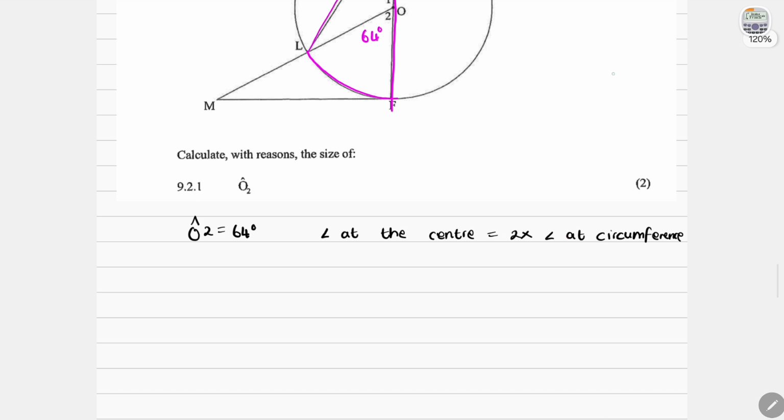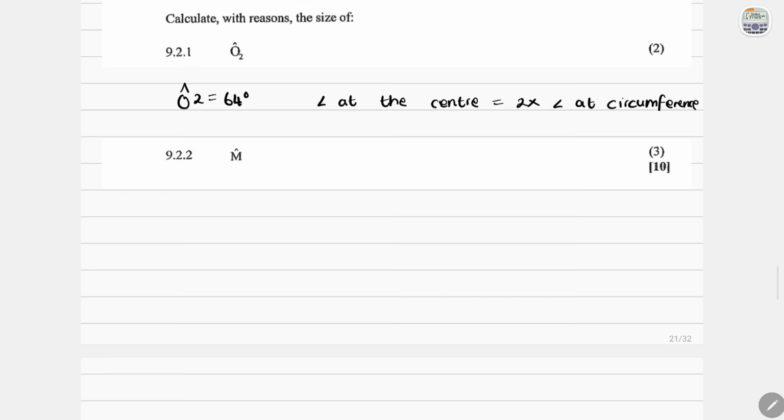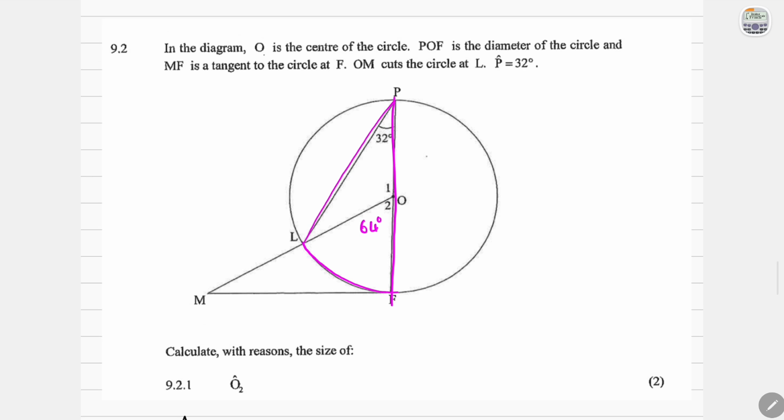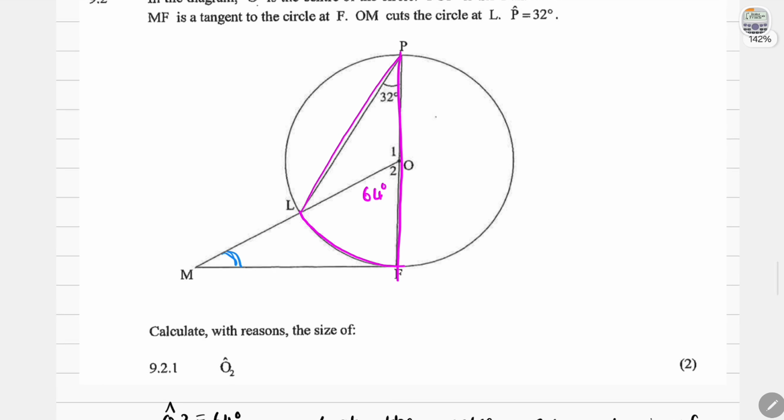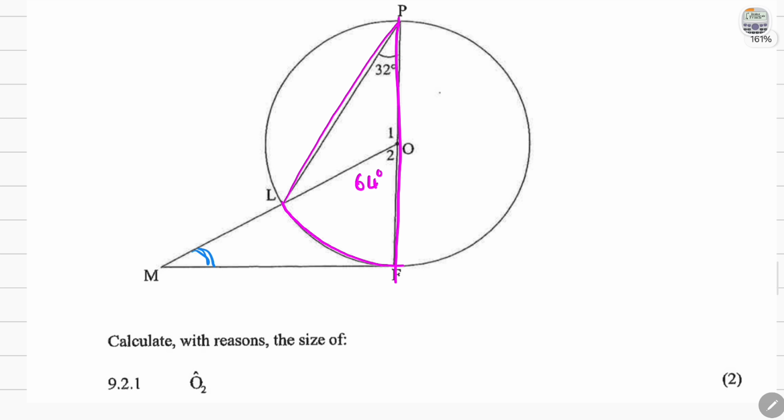Moving on to the next question. The next question asks us for angle M. Okay, so let's look at angle M. It's over here. How do we find this? You can straight away see that this is a triangle that we have.